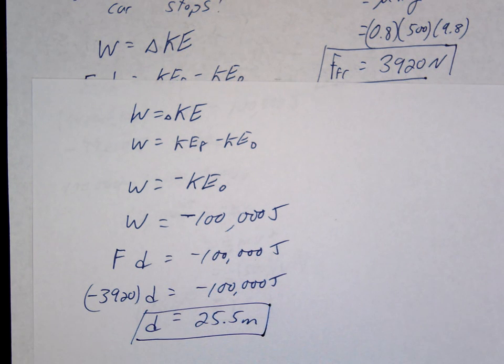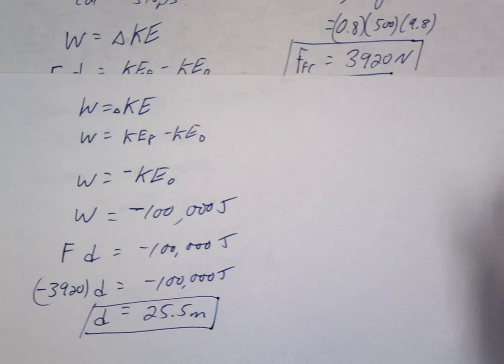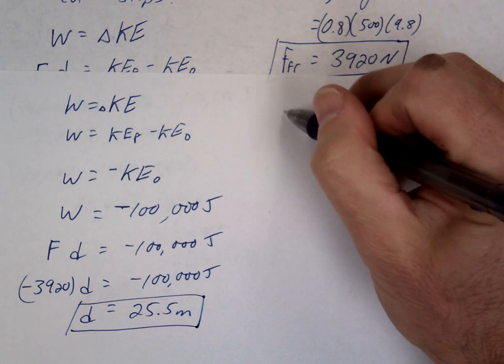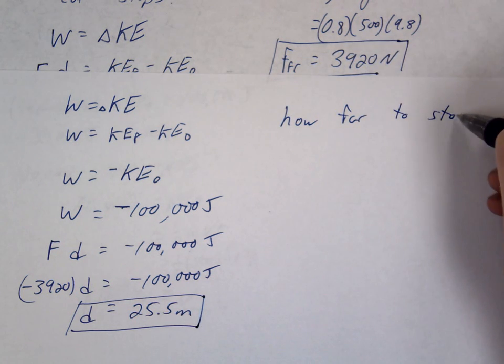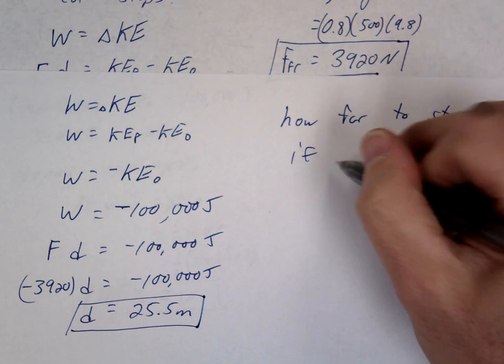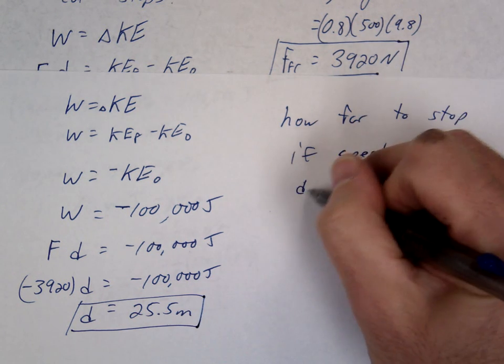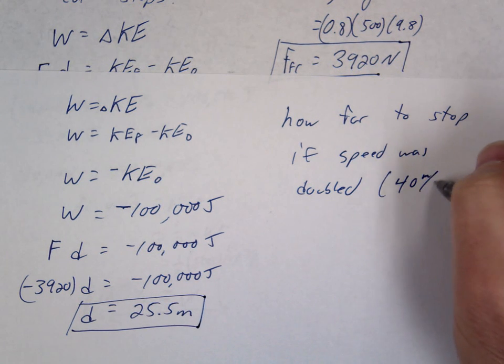Okay. Wait, don't pack up yet. We still got one more problem to do. We got 2 minutes to do it. Okay, what if we doubled the speed? If the speed was doubled, in other words, instead of starting at 20 meters per second, we're going 40 meters per second.